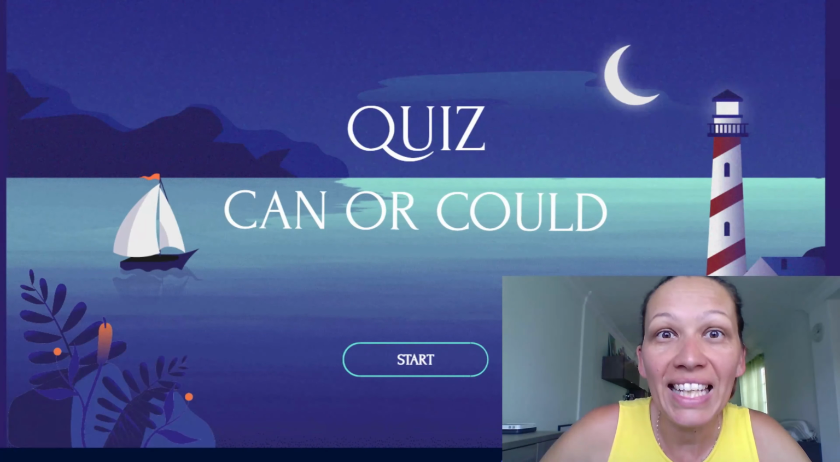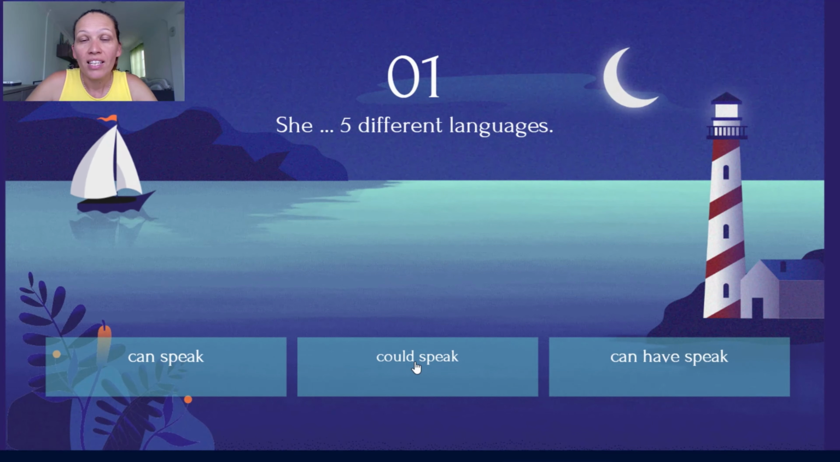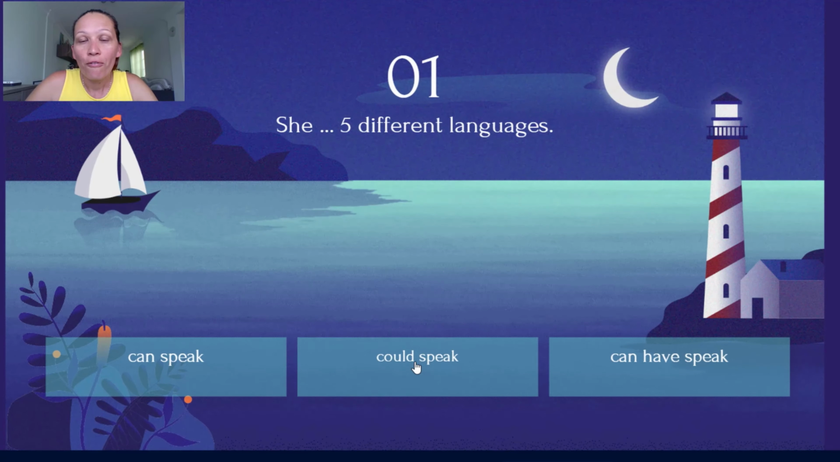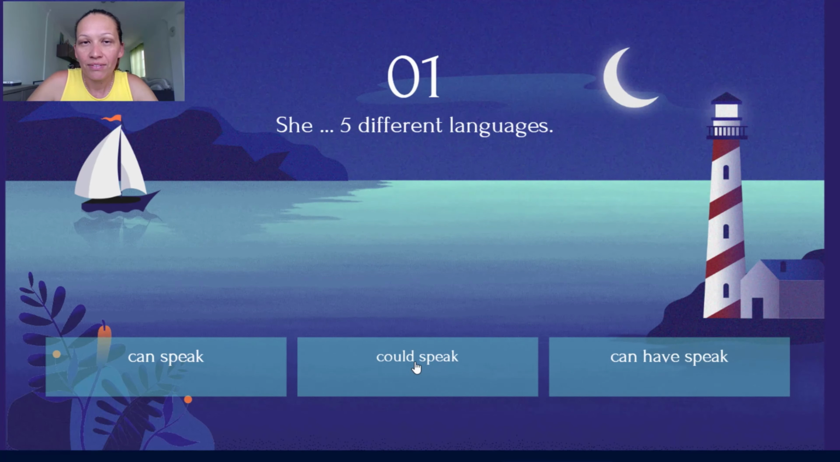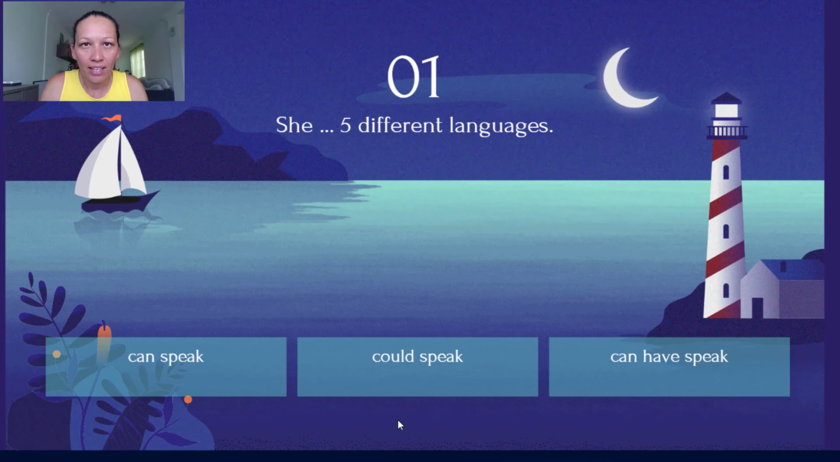And now let's have a quiz. Are you ready? Let's start. Question number 1. She blank 5 different languages. Can speak, could speak, or can have speak. We don't see anything that's saying that it happened in the past. So we're talking about abilities at present. And it will be, she can speak 5 different languages.